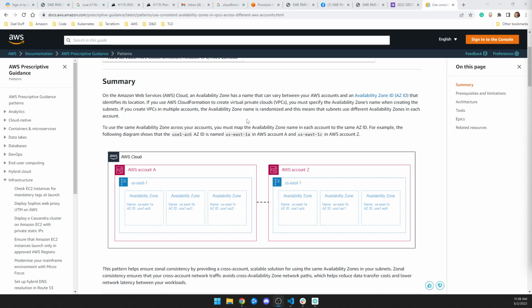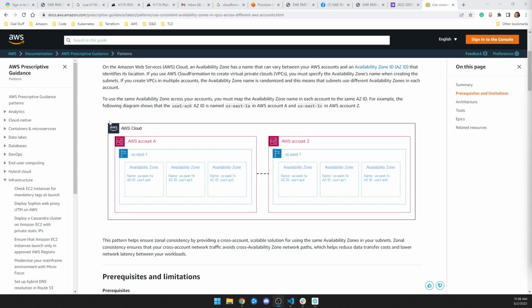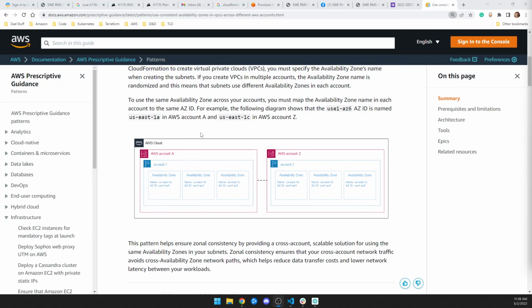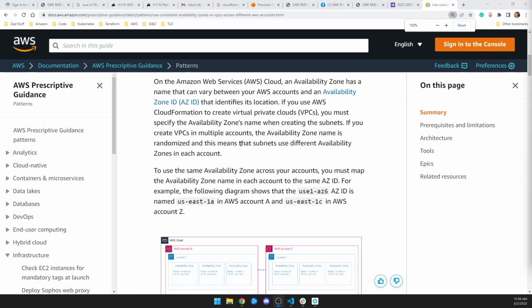So, when you learn about regions and availability zones, it seems pretty straightforward, and it is for the most part, except you need to understand that every availability zone physically has an ID, and that your physical ID could be different between two accounts. So, I pulled up this documentation from AWS that does a really good job in describing this, and see if I can make this a little bit bigger for you.